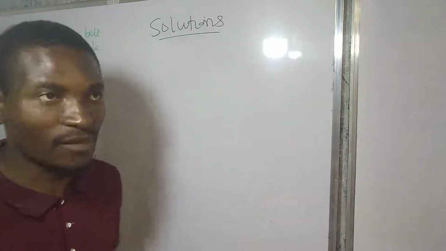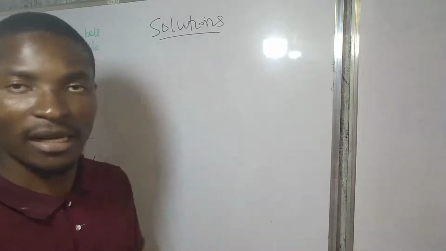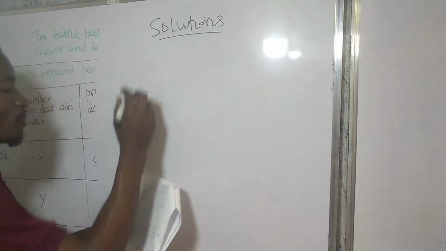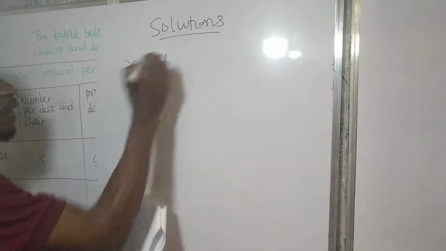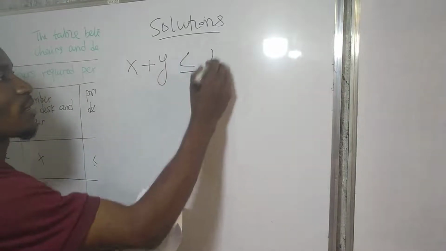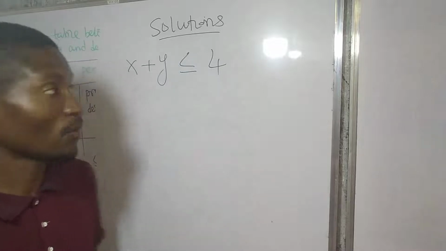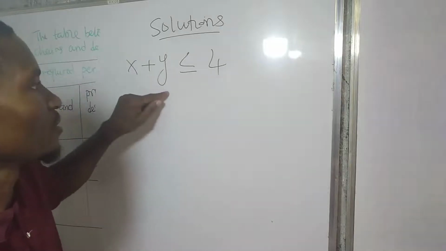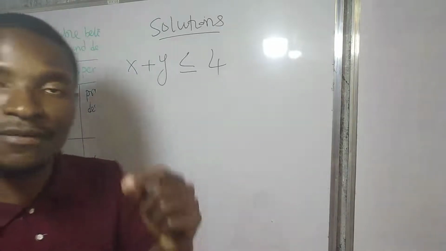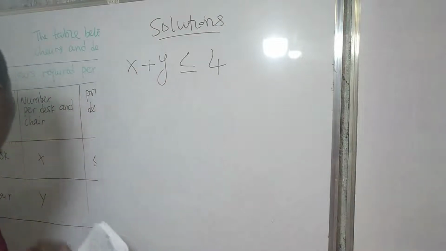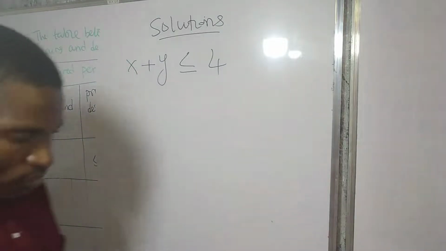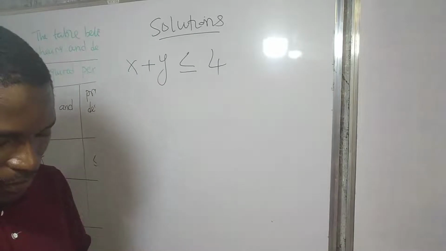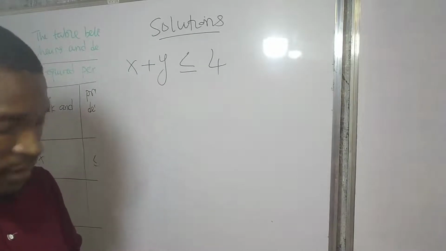You look at the time that is available for workshop 1 and workshop 2. We have 2 workshops, so we're saying that x plus y should be less than or equal to 4 hours. Meaning the number of desks and chairs, when put together in terms of the hours available, should not exceed 4 hours.